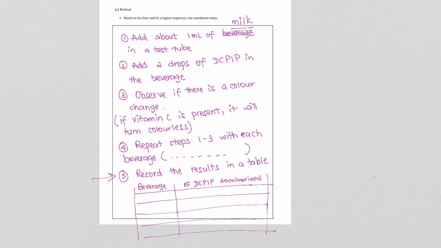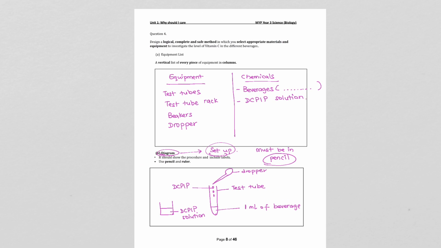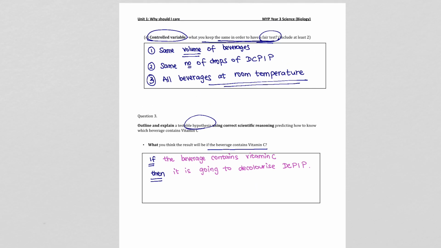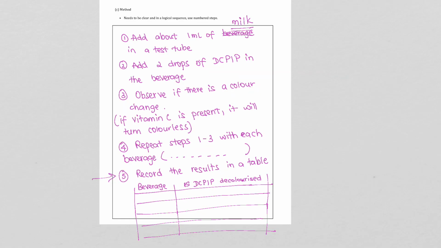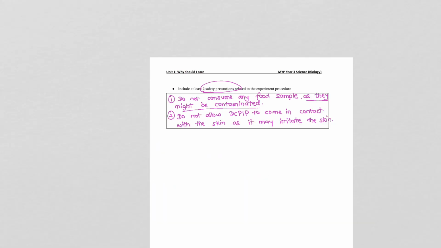Now in this case, all the beverages were in the liquid state. Try to think, what would you do? How would the method be different if the beverage was in the solid state? Try to think about it. You will discuss about this in class.